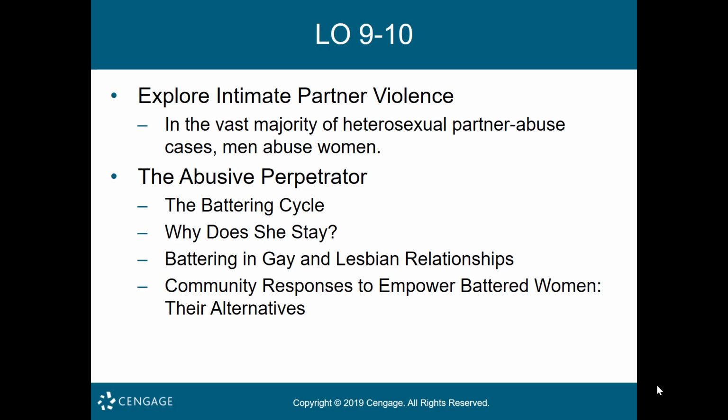The third phase includes making up. Once the man's tension has been released, he adamantly states that he is truly sorry for what he has done. He swears he will never do it again. The battered woman relents and believes him. He is forgiven and all seems well until the cycle of violence begins again.